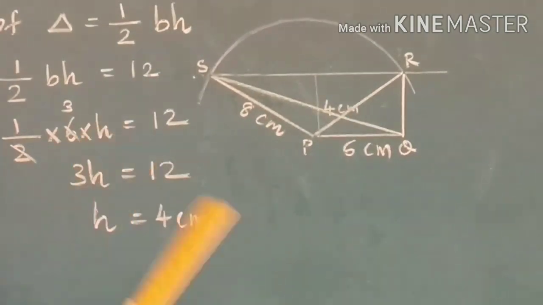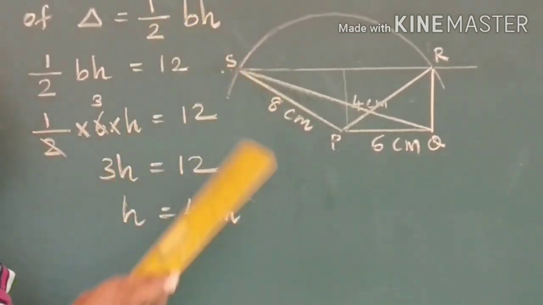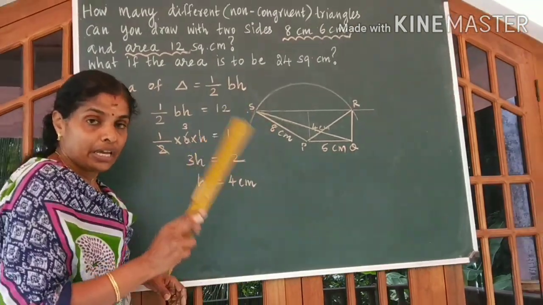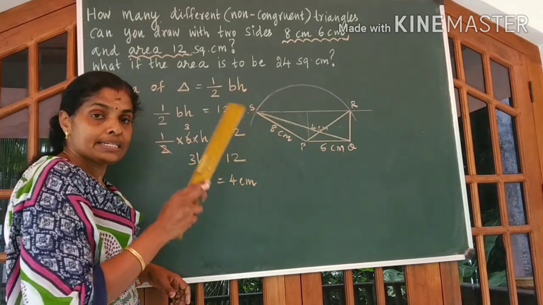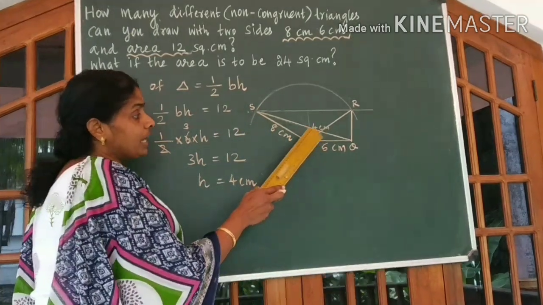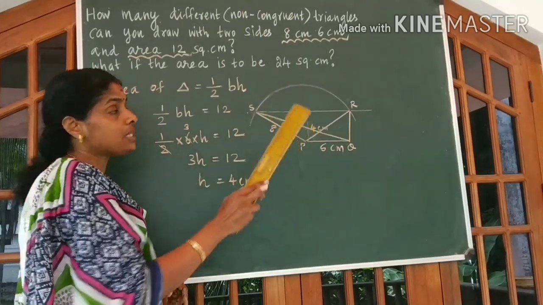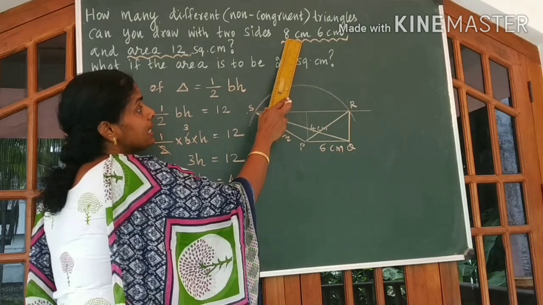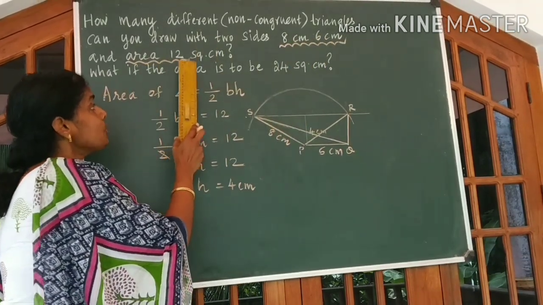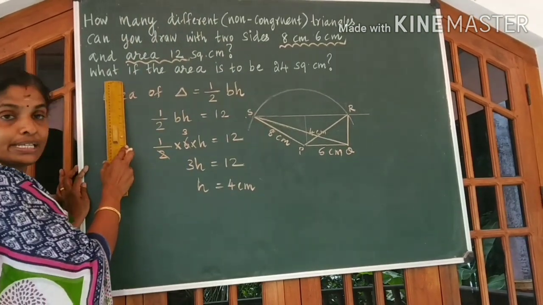So what is the answer to our question? How many different non-congruent triangles can be drawn? Answer is, we can draw 4 such triangles. Is the idea clear? We can draw 4 such triangles using the sides 8 centimeter and 6 centimeter and area 12 square centimeter. Now come to the second question.